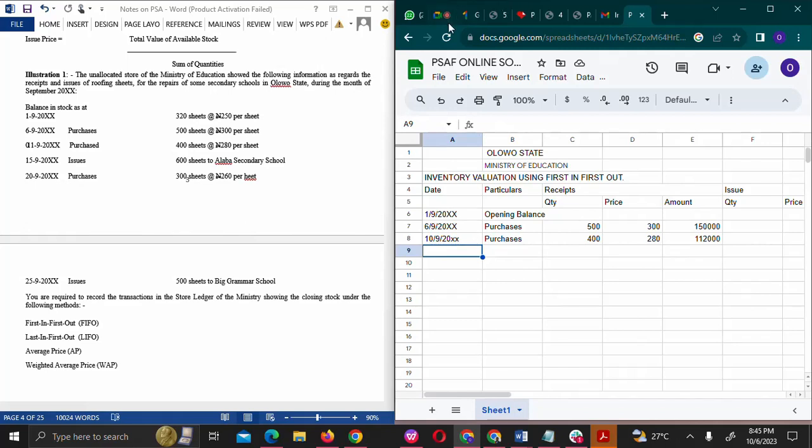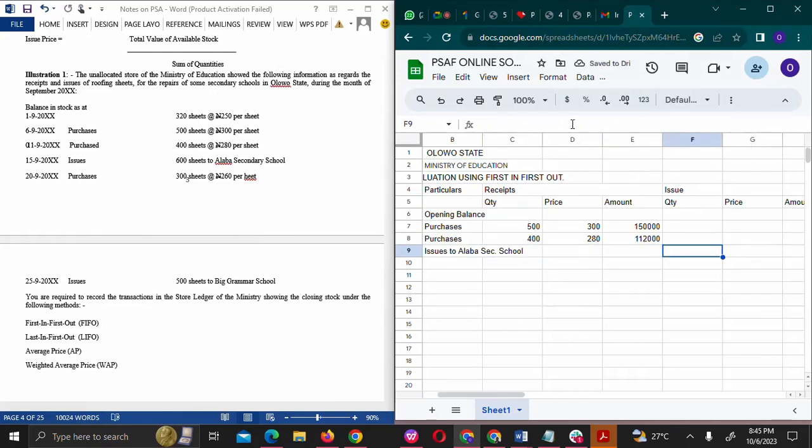Hello? Yes, we do. I'm trying now. Yeah, so on 15th, 9, 20xx. We have issues. Issued to Alaba Secondary School. And Alaba Secondary School, the issue price is what? 600.